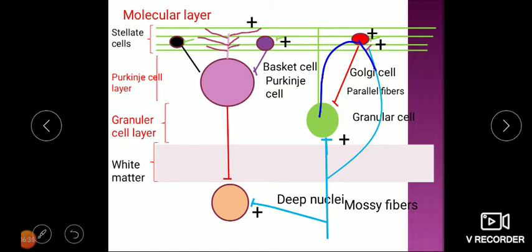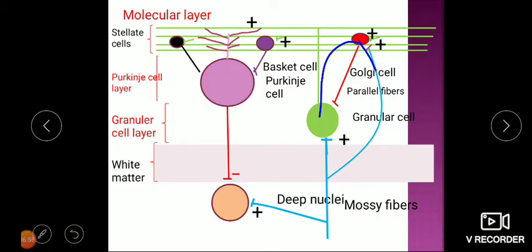Now this output coming from the Purkinje cell layer to the deep nuclei is basically the only output coming out from the cerebellar cortex. This I have shown in red color. It is inhibitory in nature, which I have shown here as negative. So it will inhibit the deep nuclei.